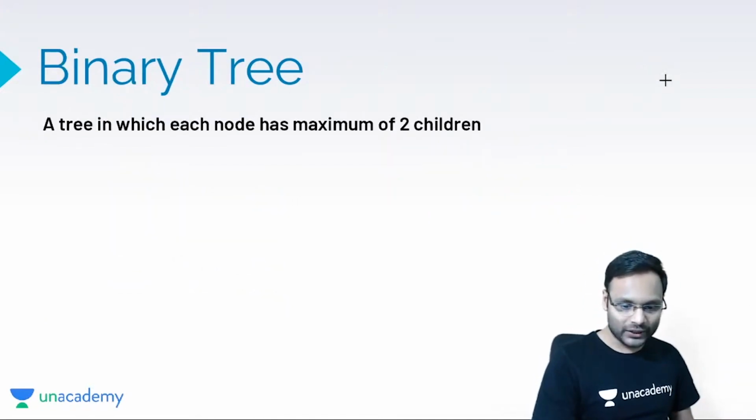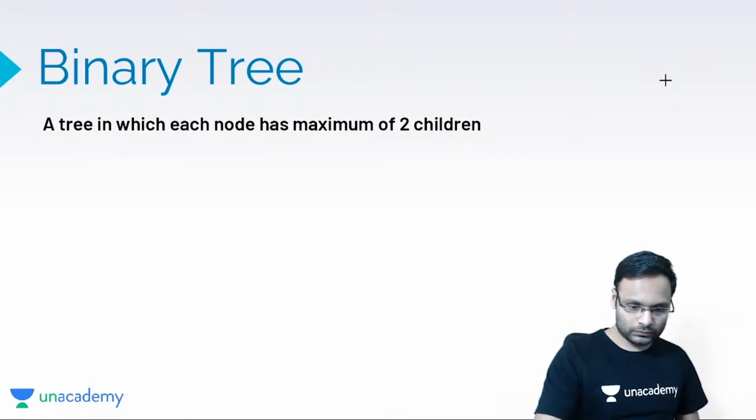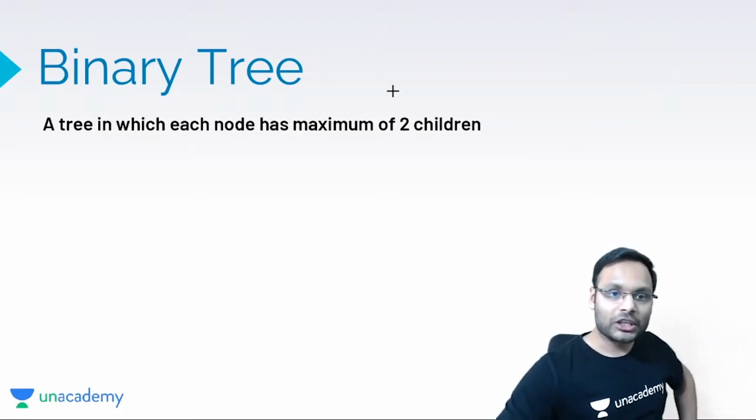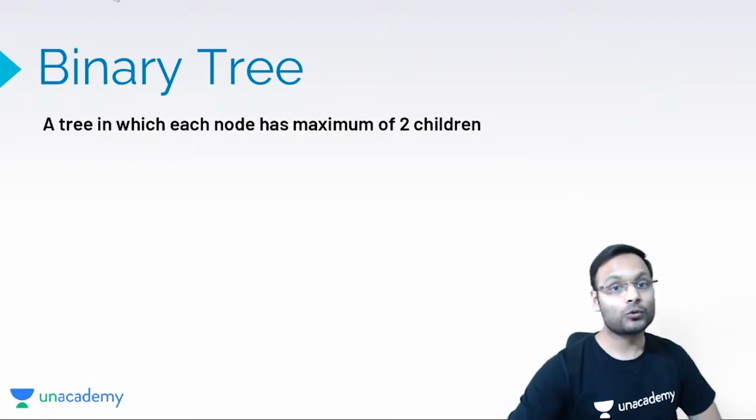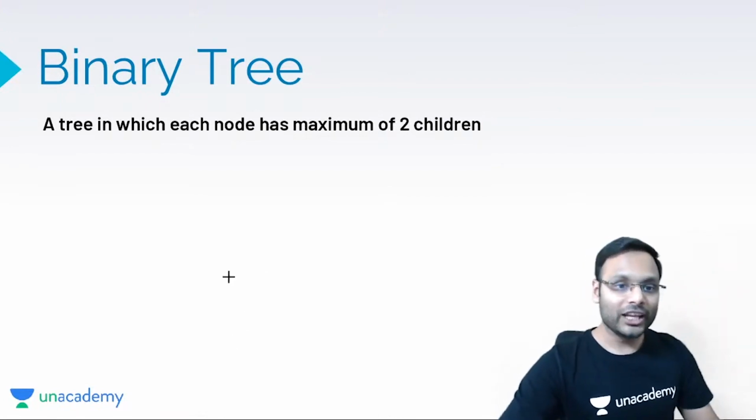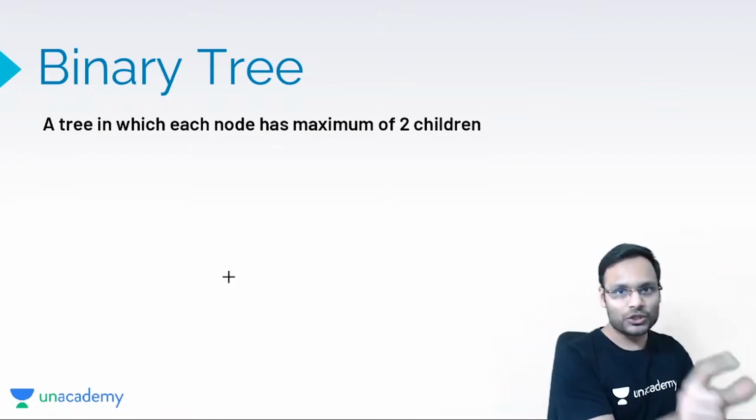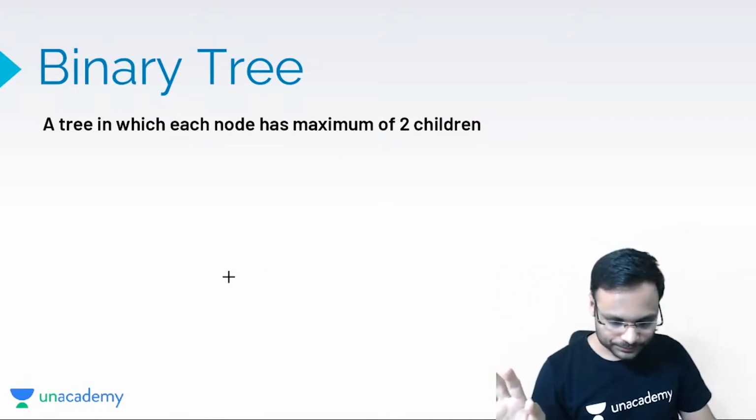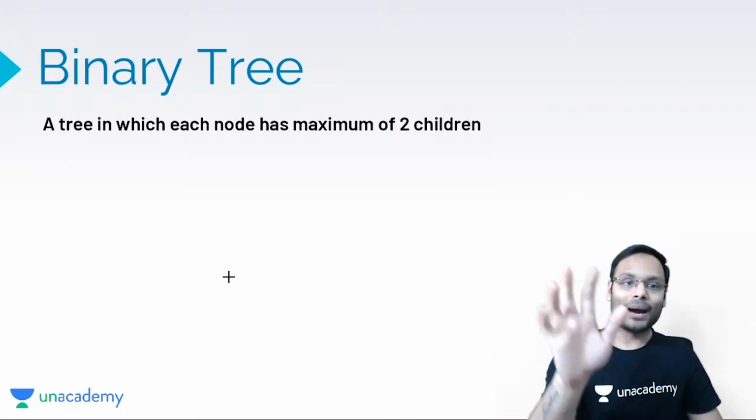That's a binary tree. A tree in which each node has maximum of 2 children. Maximum of 2 children means minimum can be 0. A tree in which each node will have either 0 child or 1 child or 2 children. 2 से ज़्यादा नहीं, more than 2 not allowed. That is the binary tree.